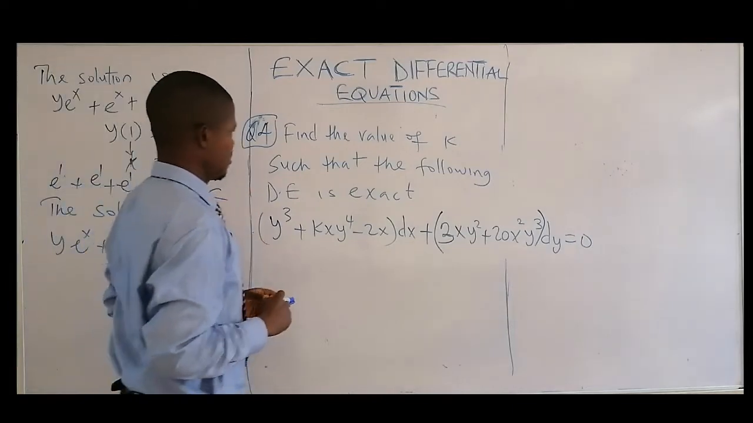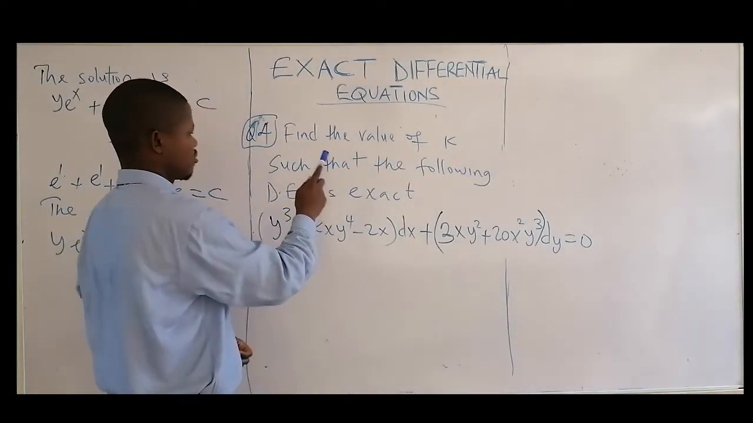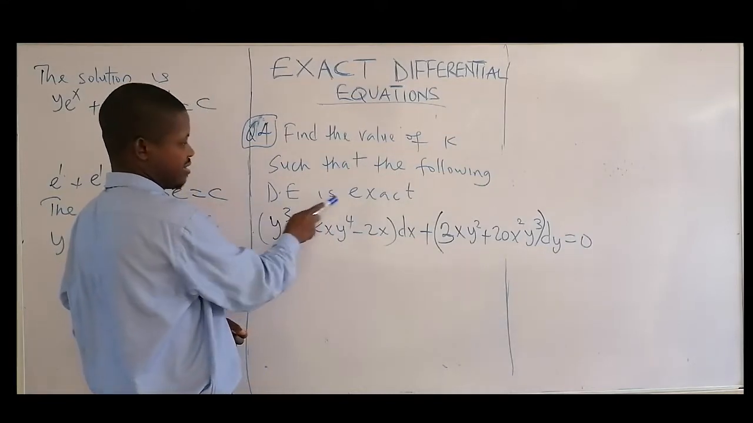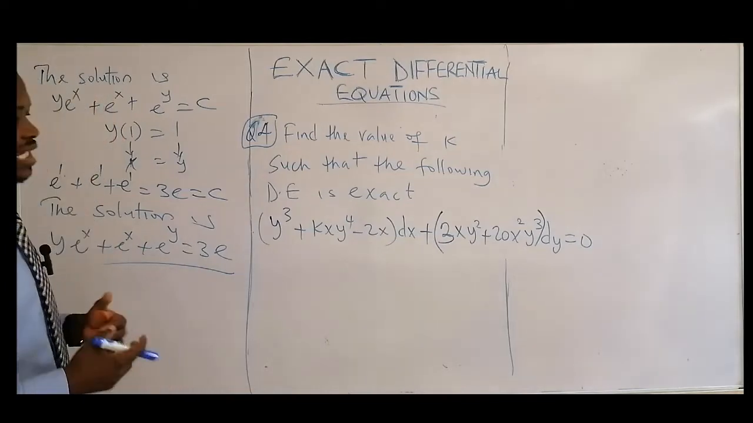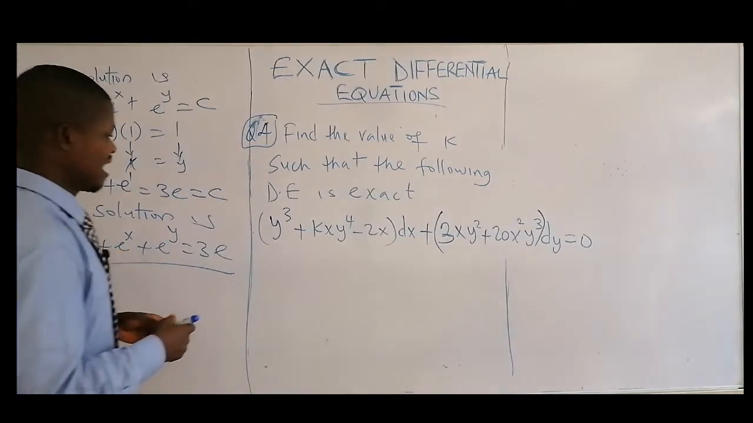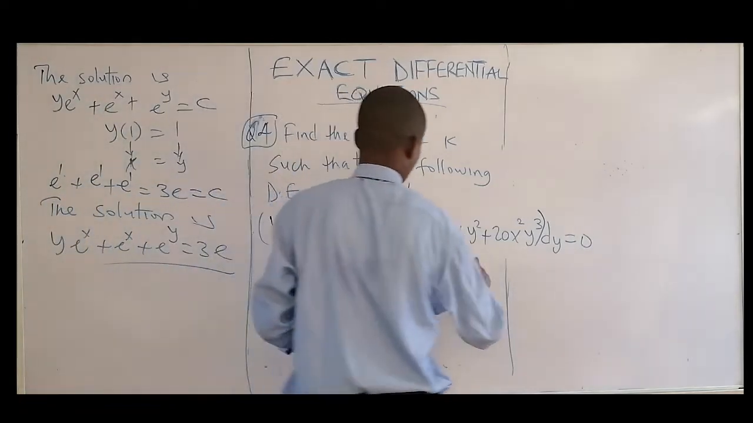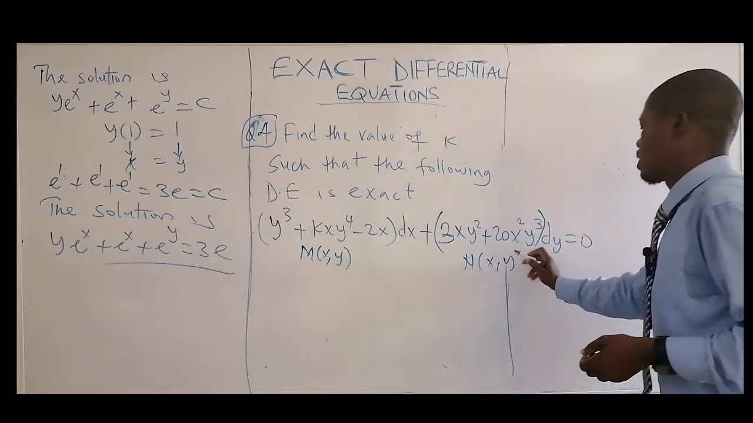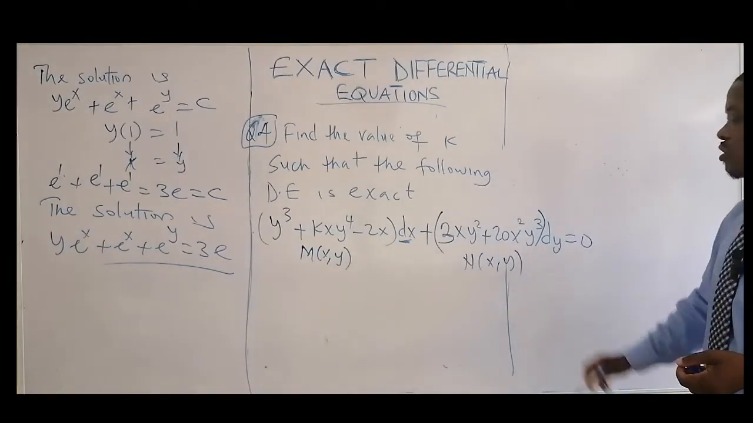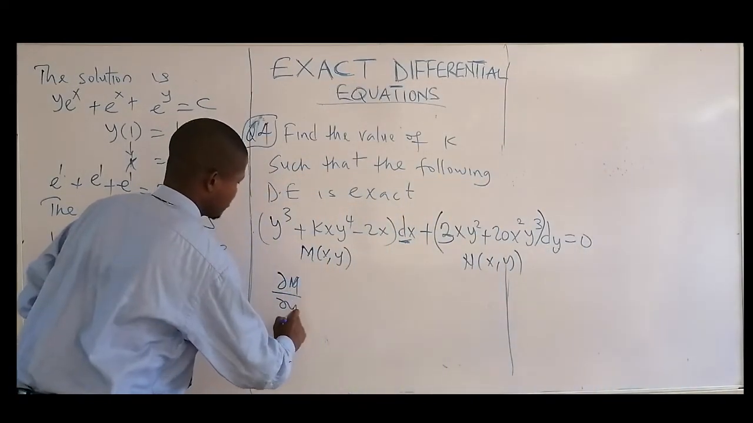Question 4. Find the value of k such that the following differential equation is exact. They've already told us that it is exact. So what we just have to do is follow the procedure. Which one is M? This will be our M, a function of x and y, and this will be our N, also a function of x and y. How did I know? Your M must go with dx, your N must go with dy.